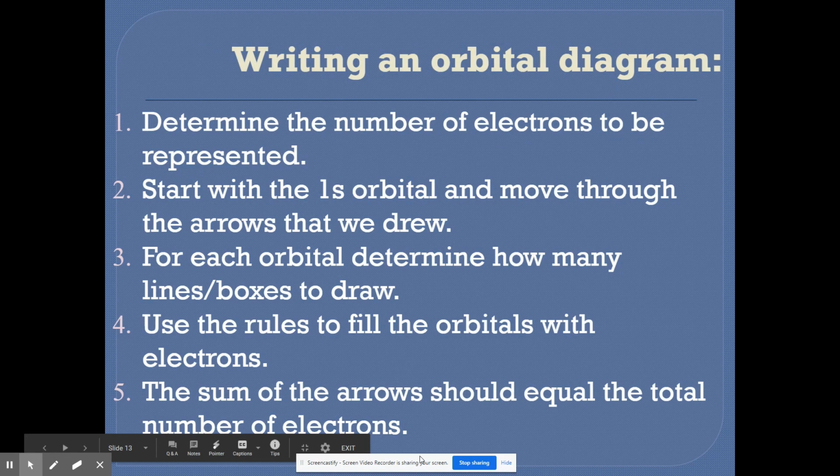Okay. So now we're going to write orbital diagrams on our own. This is the way, the rules, the order that you do things. Determine the number of electrons to be represented. Start with the 1s orbital and move through the arrows that we drew. For each orbital, determine how many lines or boxes to draw. Use the rules to fill the orbitals with electrons. The sum of the arrows should equal the total number of electrons.